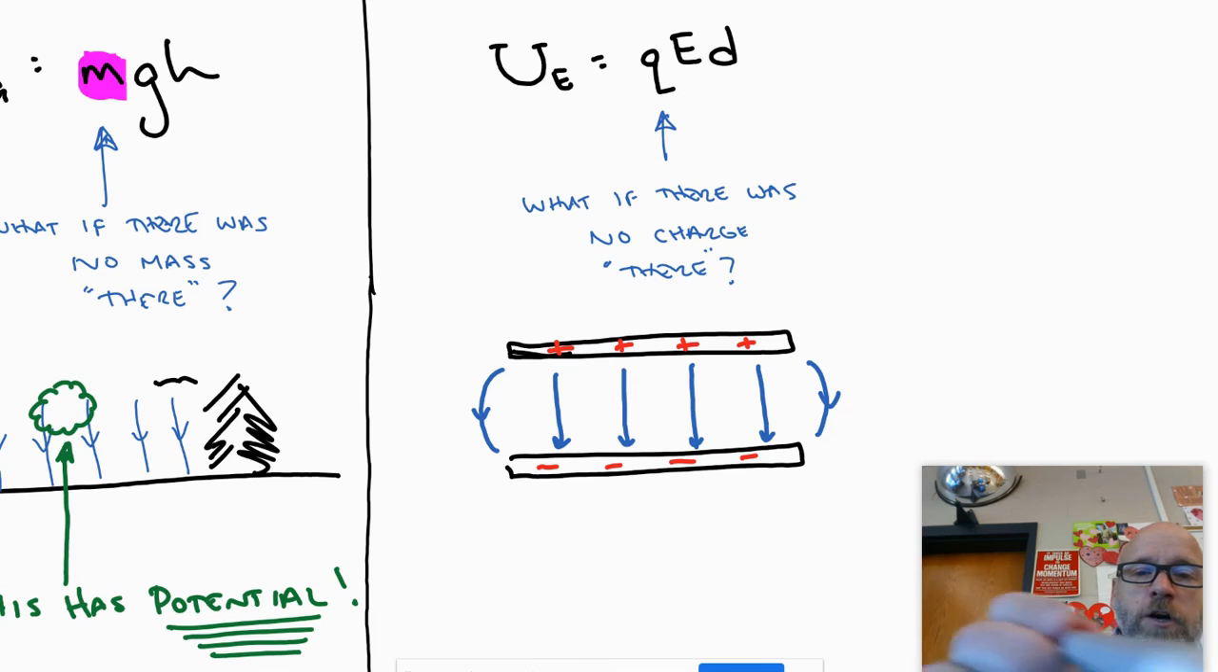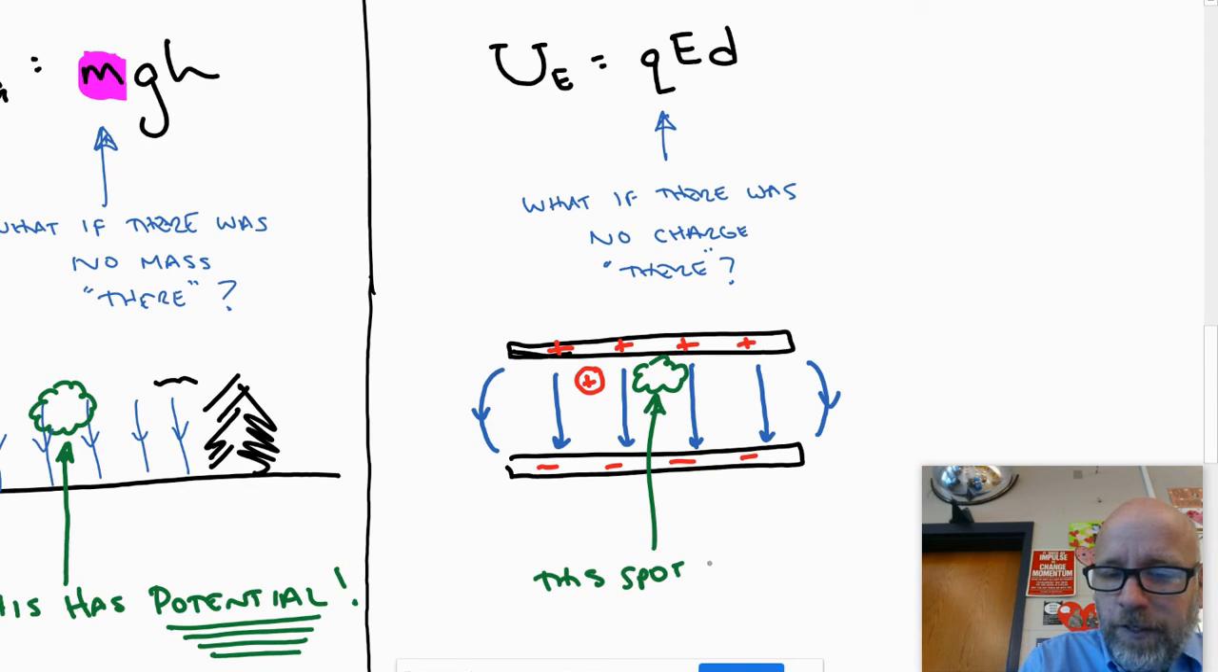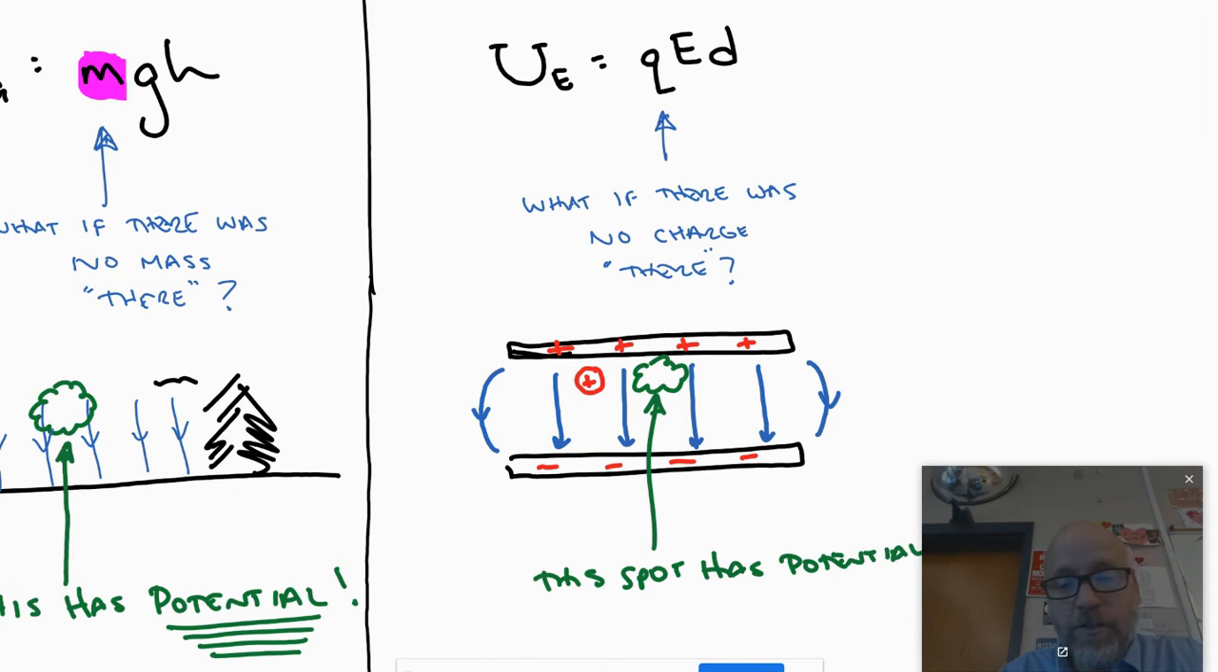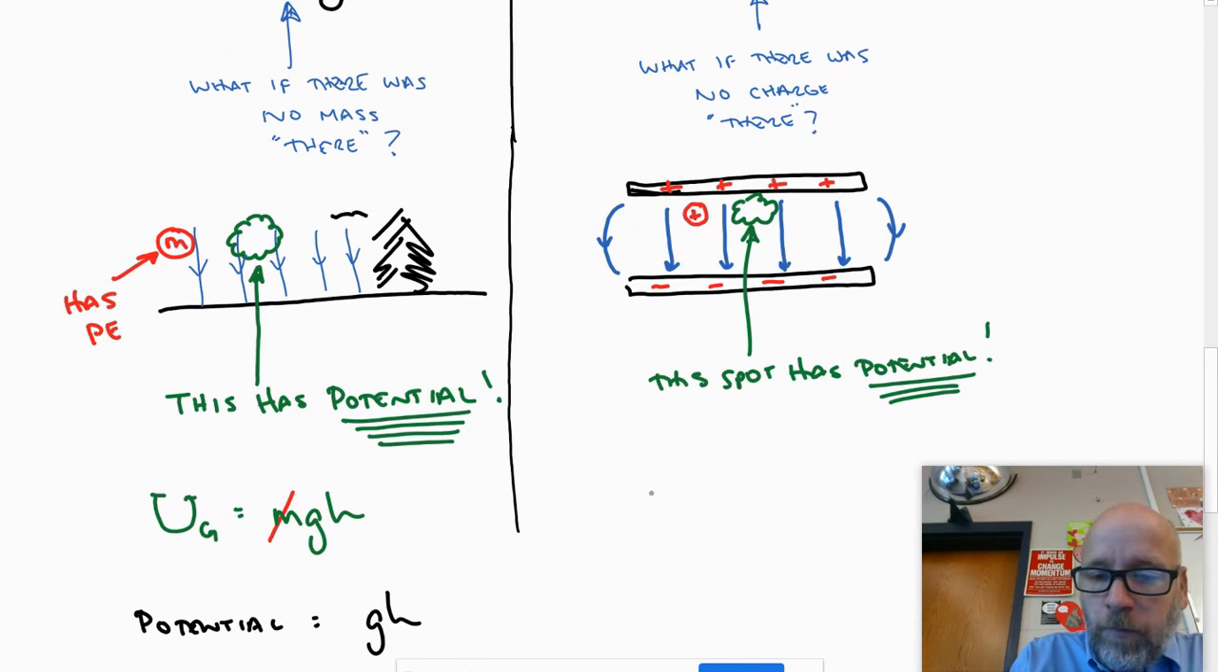Now, if I take a positive charge and I place it right here, it now has potential energy. But what about that point in space? The tablet's having trouble keeping up with me. You know why? Because this stuff's hard, guys. This spot right there has potential. There doesn't have to be something there in order for it to have potential. It doesn't have potential energy, it has potential.